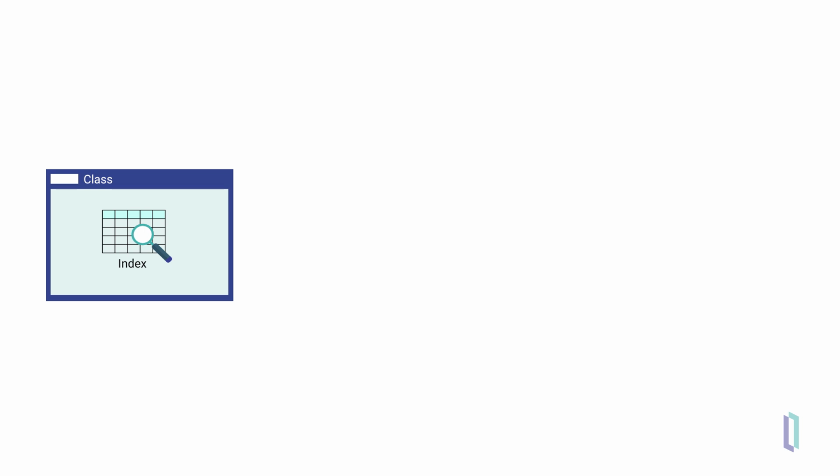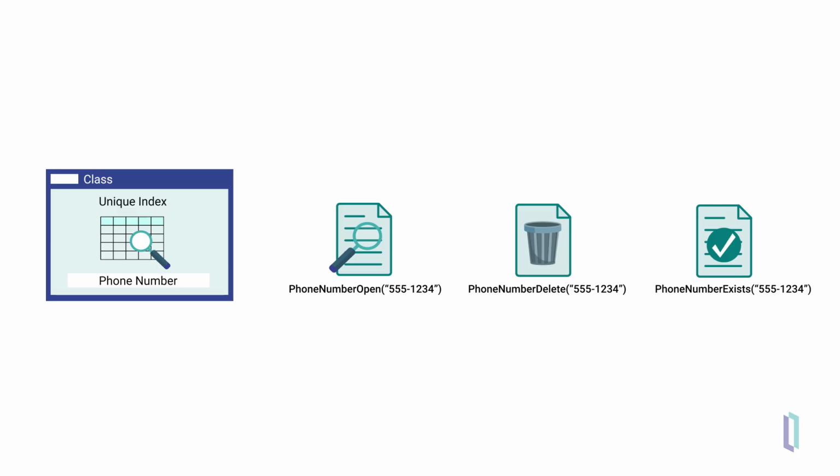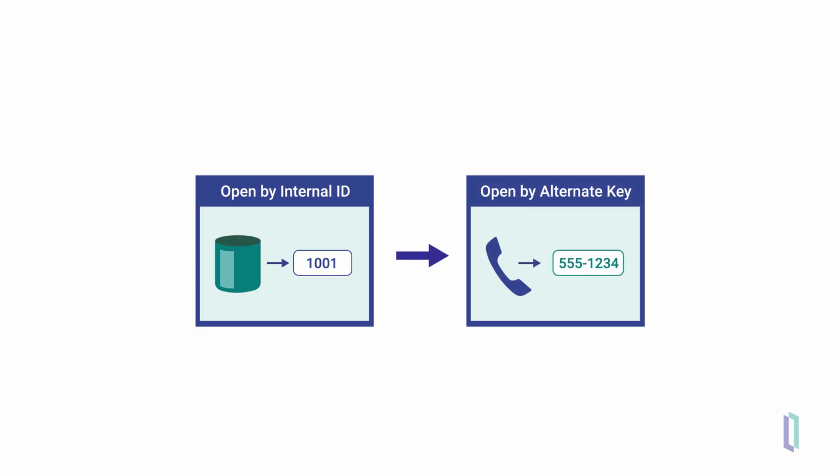Member inheritance is also associated with indexes. When you define a unique index on a class, the compiler generates code that allows you to open, delete, or check for the existence of objects using the indexed value. For example, if you define a unique index on a phone number property, InterSystems IRIS generates open, delete, and exists methods. These allow you to work with objects using real-world values instead of system-generated IDs. In other words, the unique index becomes an alternate key. Instead of opening an object by its internal ID, you can open it by a phone number. This can simplify your code and align object access with real-world identifiers.